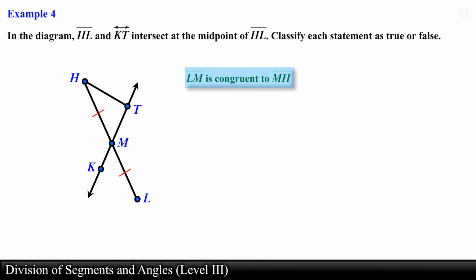Now let's determine if the statement is true or false. The statement reads segment LM is congruent to segment MH. Looking at the diagram, we see that segment HM and segment LM are indeed congruent. So we can conclude that this statement is true. Let's take a look at the next statement. Segment MT bisects segment LH.